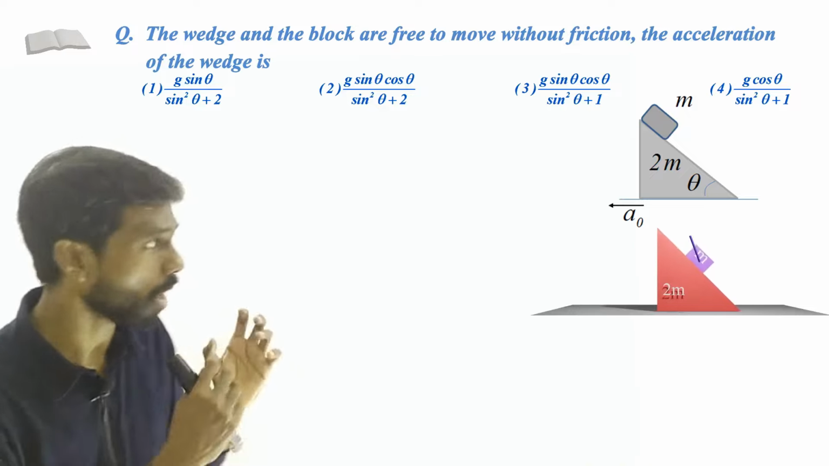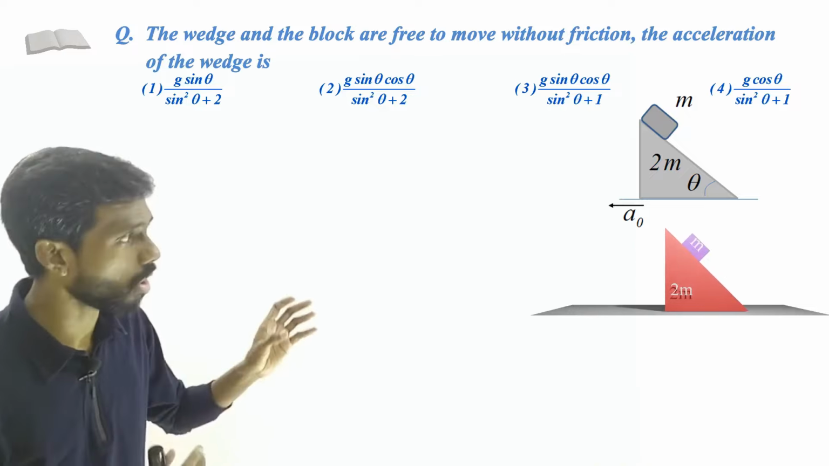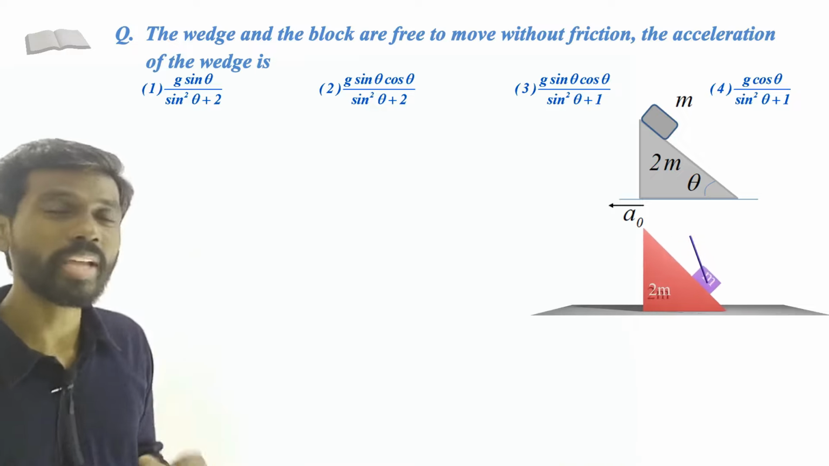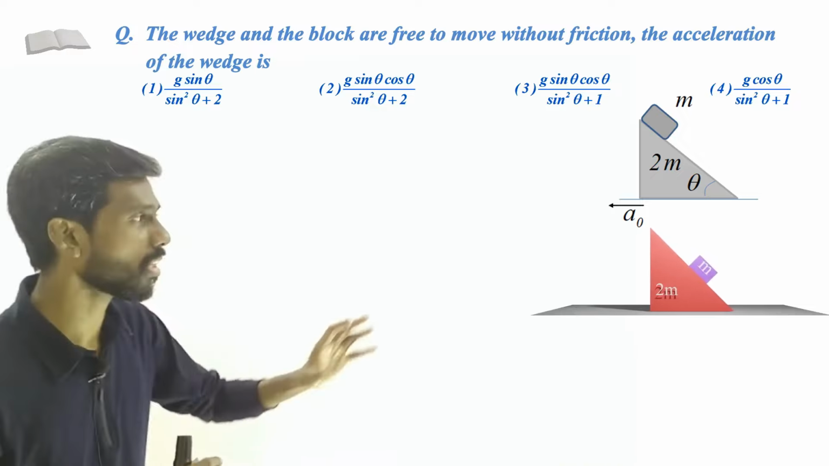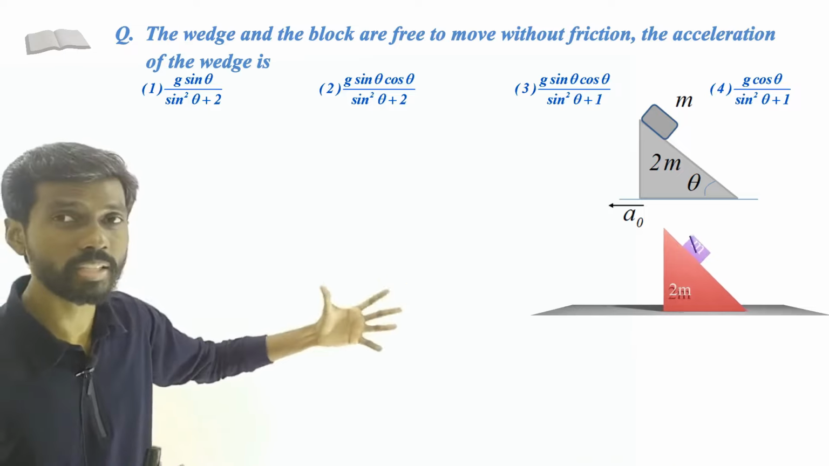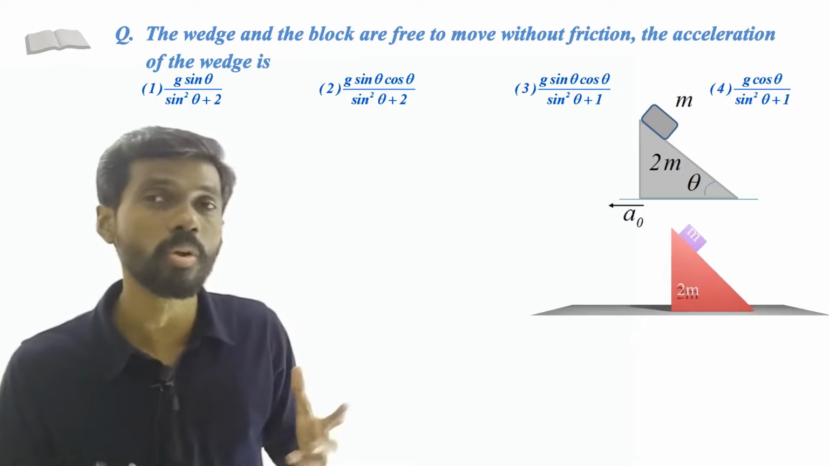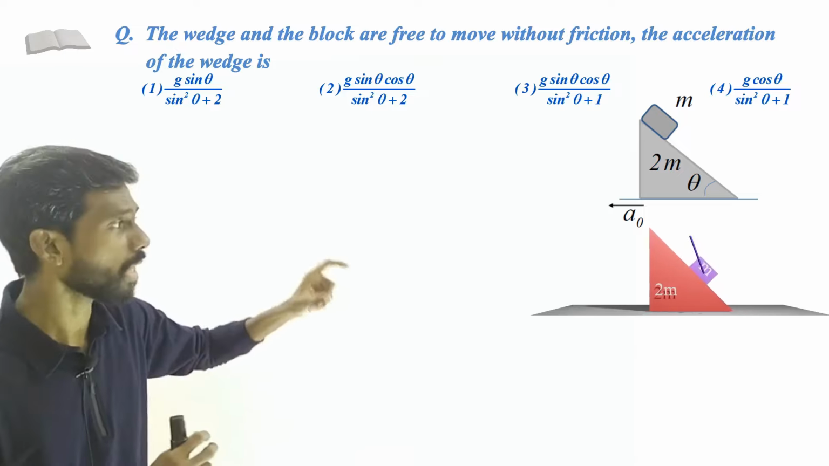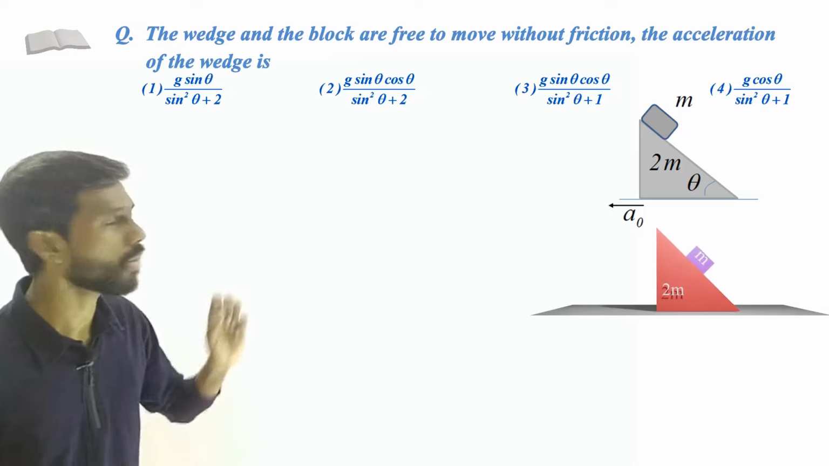See, now we have to observe this in the frame of reference of the wedge. Okay, the observer is on the wedge now, but we don't know the acceleration of the wedge, right? So we take it as some a0. That is the acceleration of the wedge. So we have to consider the pseudo force also for finding the acceleration of that block. Okay, because the observer is now accelerated, right? Yes. Now let us find.